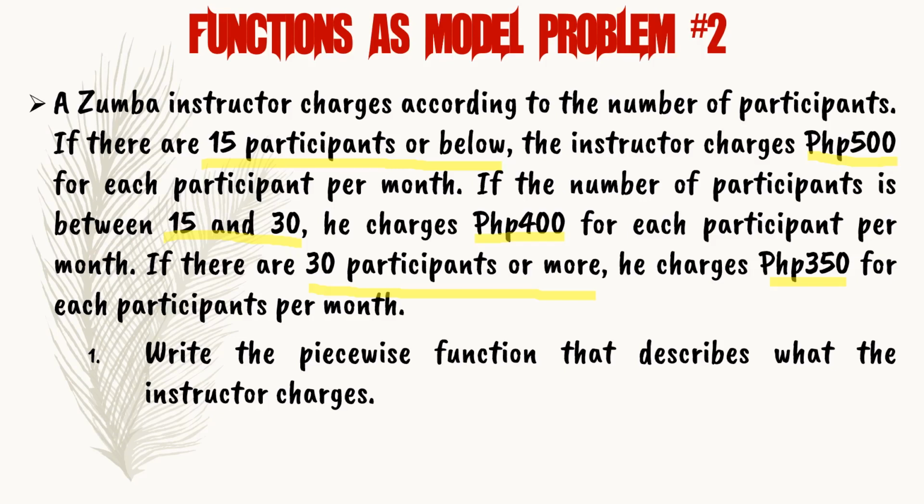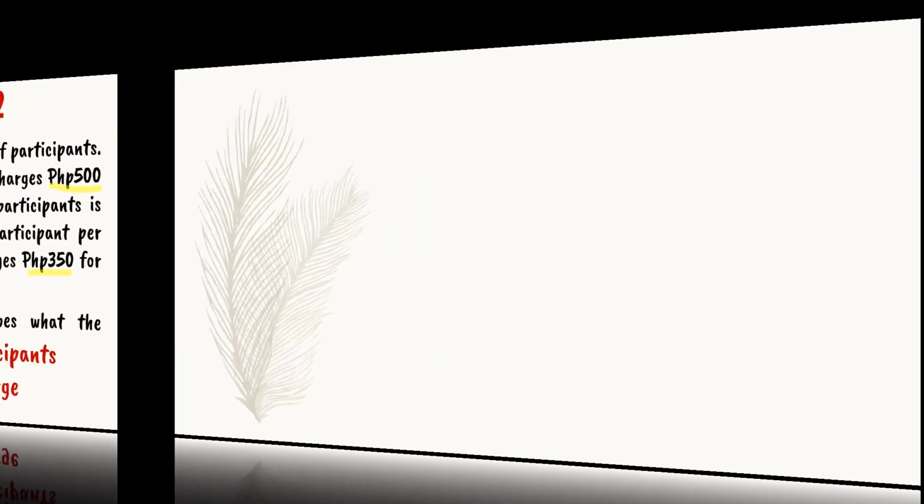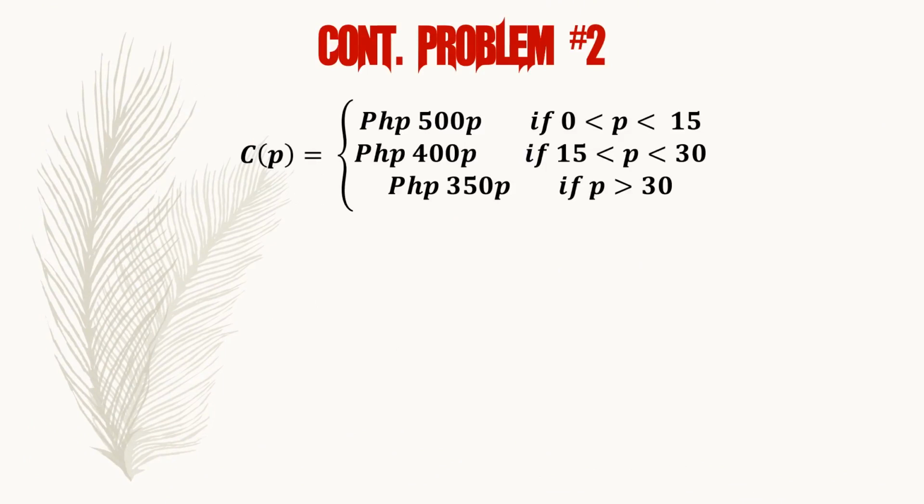So first, let us represent the input and the output. Since we are looking for the charge, that will be your output. So let's have C for the charge and P for the number of participants. Okay, to represent the problem as a piecewise function, we have here C of P is equal to 500 pesos times P if the number of participants is 15 or below. So we represent 15 or below as P greater than 0 but less than 15. So they will pay 500 pesos each.